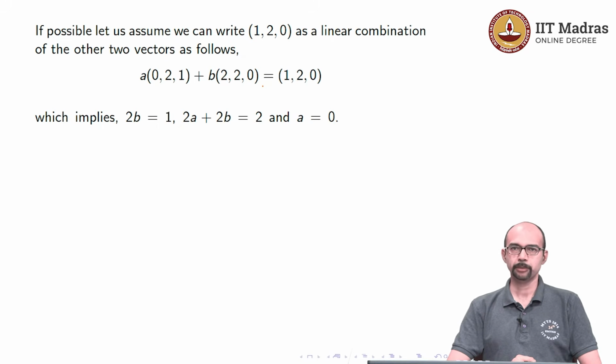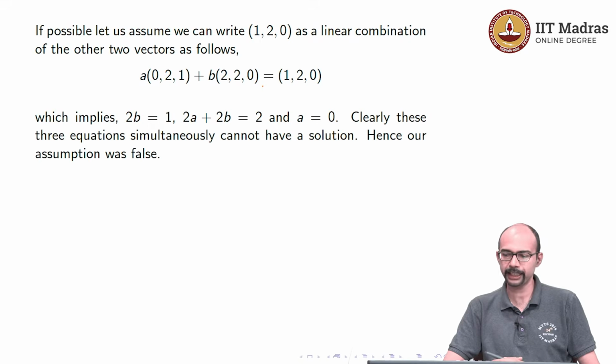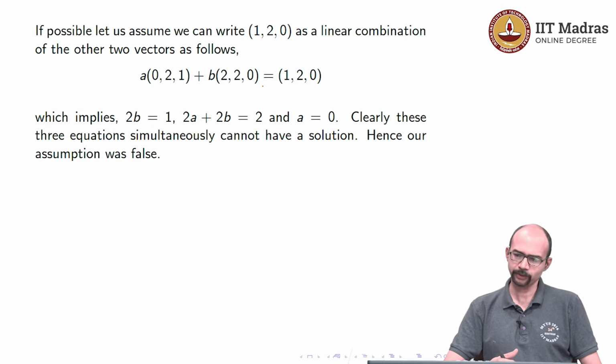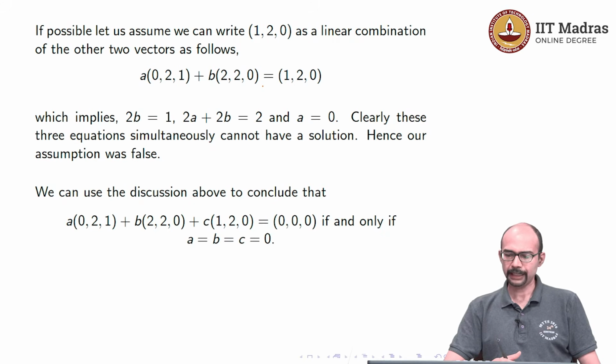So that means there is no a and b which satisfies this equation, right? So our assumption that there is an a and b is wrong. So there is no such a and b. Okay, so what does that imply? That implies that this vector 1 2 0 cannot be written as a linear combination of 0 2 1 and 2 0 0.